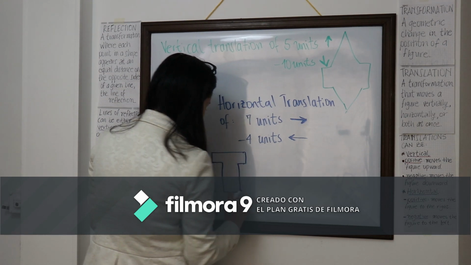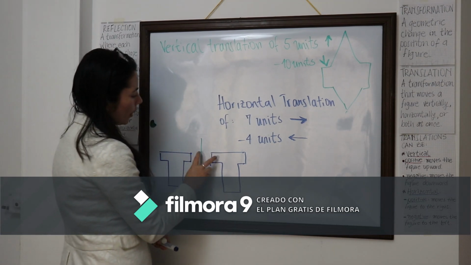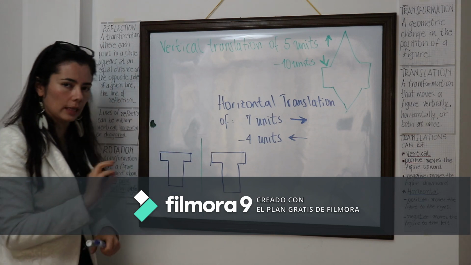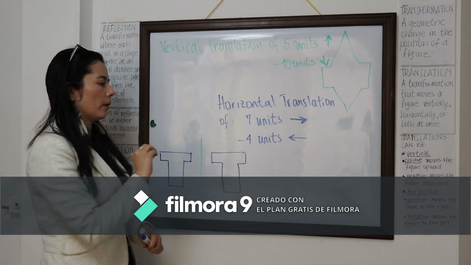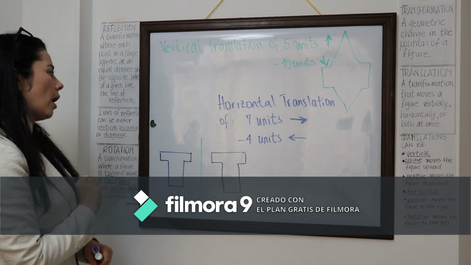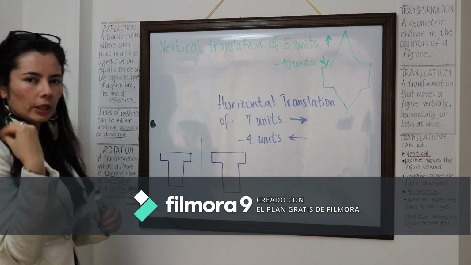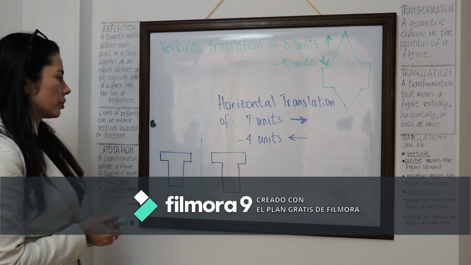Okay, so keep that in mind. The points in each have to be at the same distance. Now don't worry about it. We will do an example with gridded paper, so you will actually be able to see how everything works. I just want to tell you the general ideas of each translation.